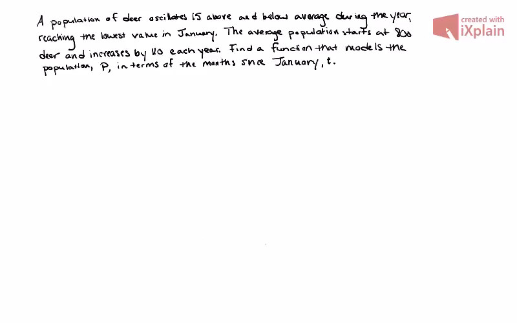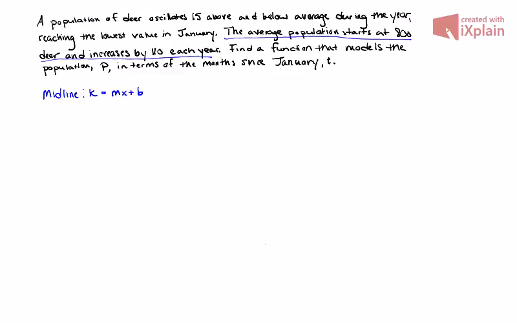Okay, so notice that in this case our midline is not actually a set value. They're actually describing it in the second sentence where they're saying the average population starts at 800 deer and increases by 110 each year. So let's go ahead and identify what we need to know for the midline first. Our midline, which we've always established was k, is actually going to be equal to a linear relationship, mx plus b.